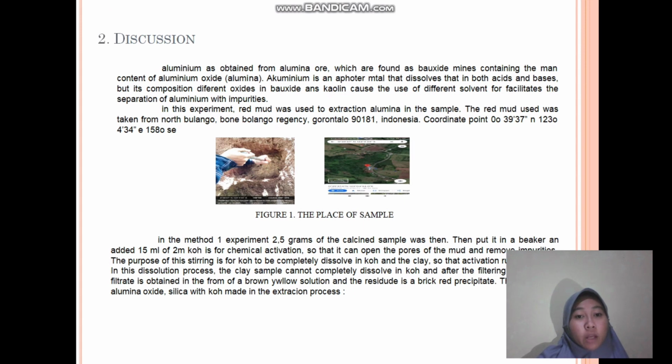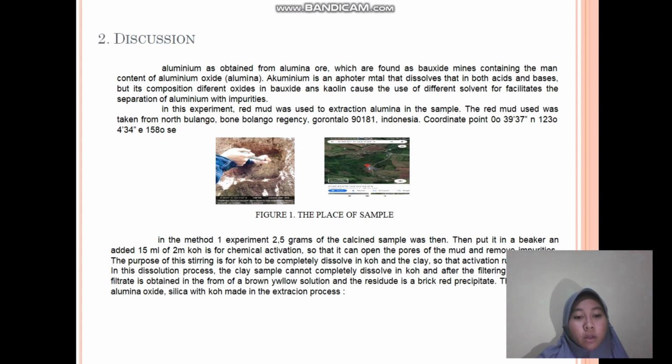Aluminium is obtained from alumina ore, which is found in bauxite mines containing the main content of aluminum oxide. Aluminium is an amphoteric metal that dissolves in both acids and bases. Both its composition of different oxides in bauxite and iron cause the use of different solvents for the separation of aluminium. In this experiment, red mud was used to determine the alumina in the sample.